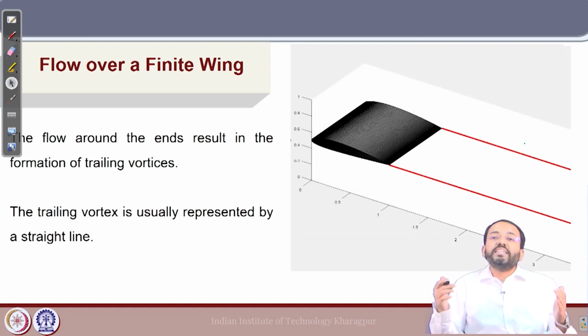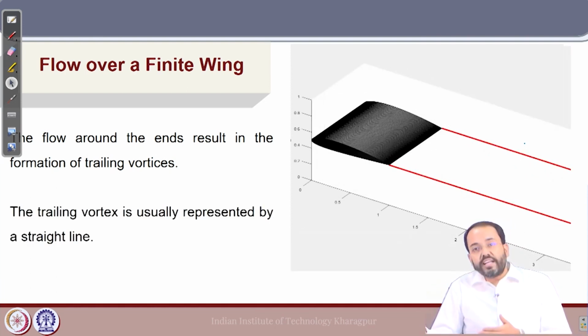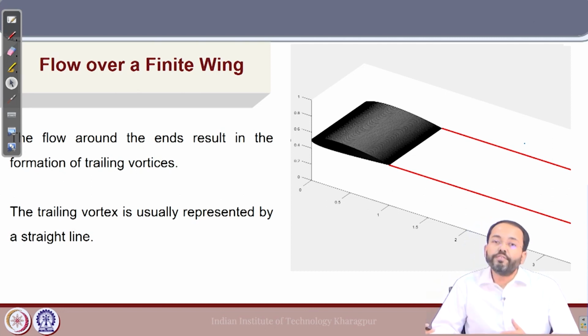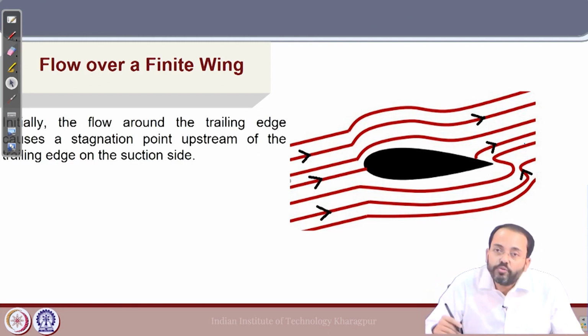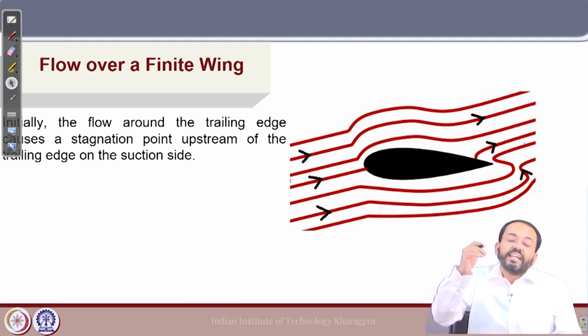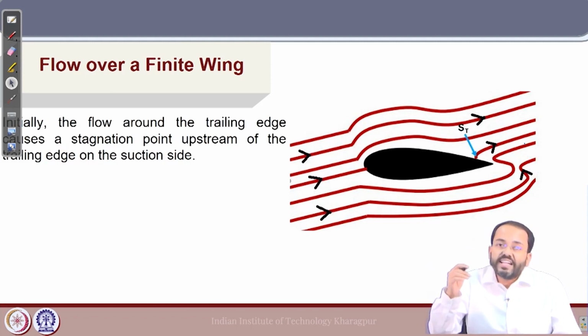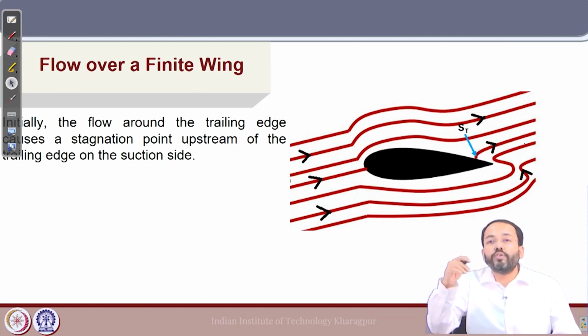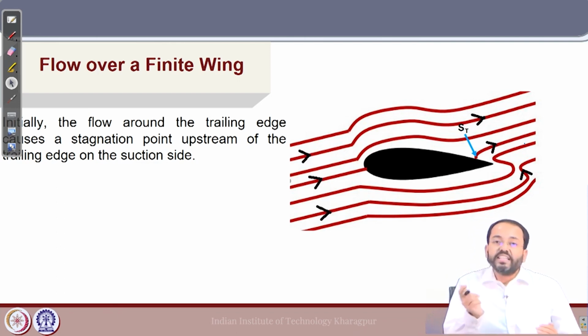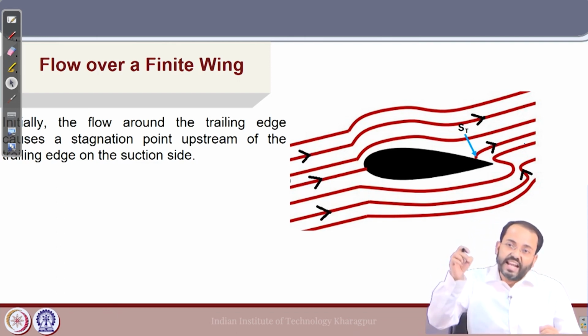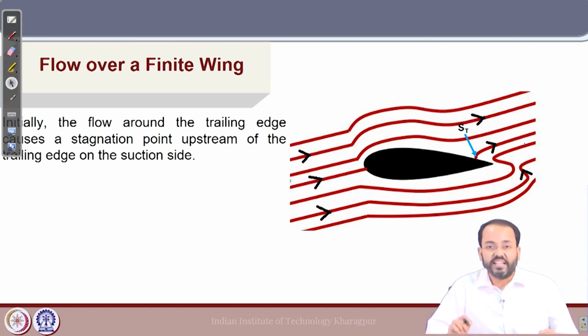The trailing vortex sheets are generally represented simply with straight lines from the two ends of the span of a finite airfoil. When we look at the flow over a foil section, initially, due to the effect of the pressure side flow, the flow moves around the trailing edge and creates a stagnation point slightly upstream of the trailing edge on the suction side. So, initially because of the pressure difference between the two sides, the flow moves around the trailing edge and the stagnation point is on the suction side.